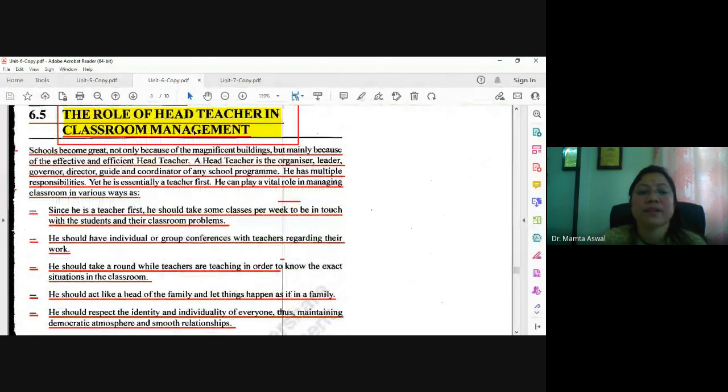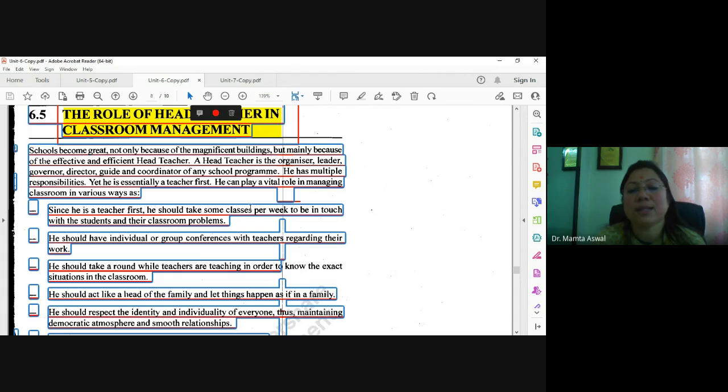Now, the role of the head teacher in classroom management. The head teacher is very important. We are talking about leadership and management. We have talked about the teacher as a leader, and the head teacher as a leader of the school, because he has to take care of each and everything, be it the building, the staff, the finance, the parents, the community, and also the teaching learning material resources and teaching learning activities, everything. So the very first thing is that the head teacher must take classes.